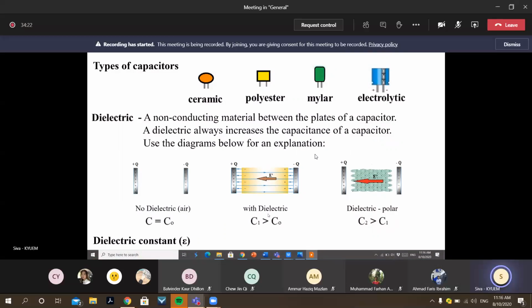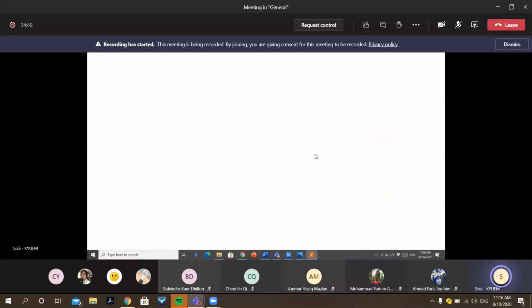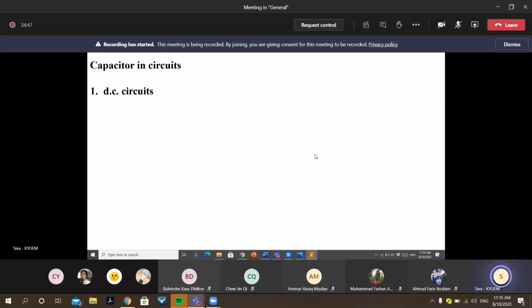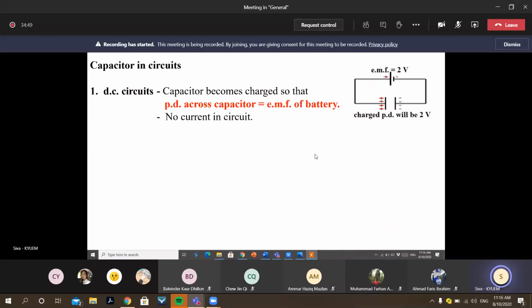Then let's say this is a dielectric. When we put a polar material, they have plus and minus together, then the capacitance increases further. C2 becomes more than C1. Don't worry about this. This is just to show you some extra things. Even this is not really in the syllabus. Dielectric constant is not in the syllabus. What is important will be mentioned by me. Okay.